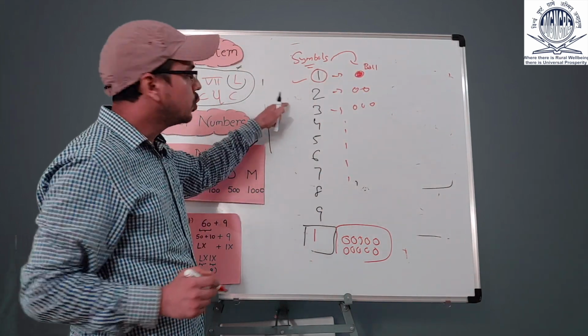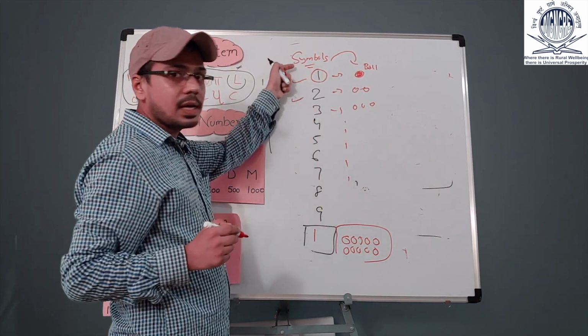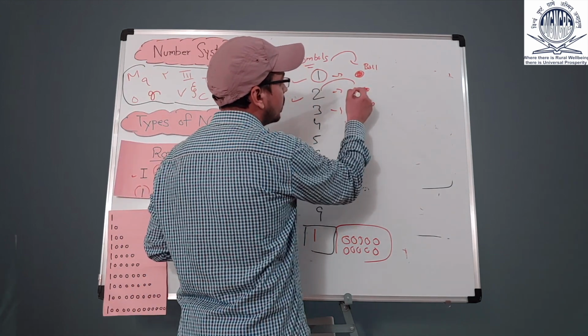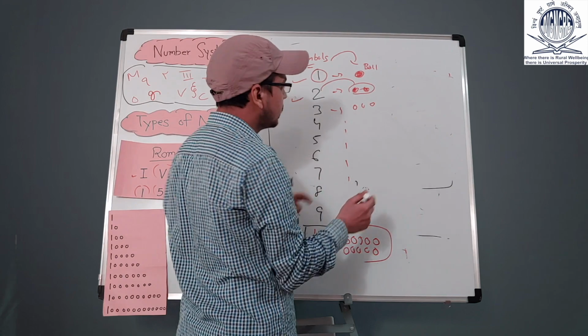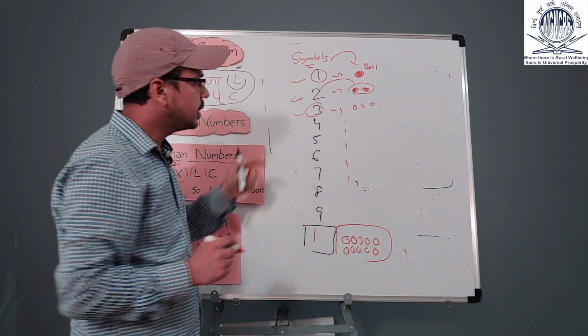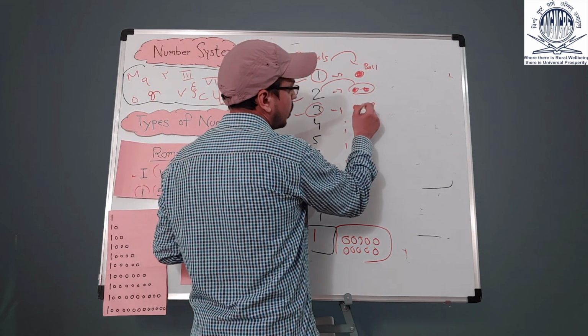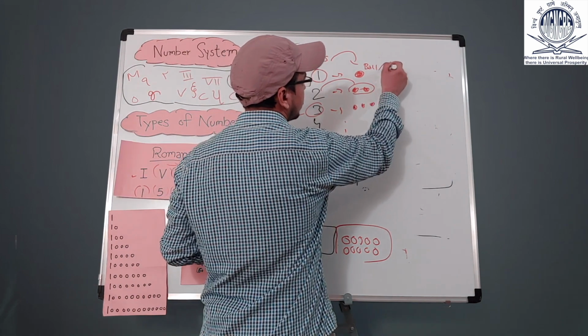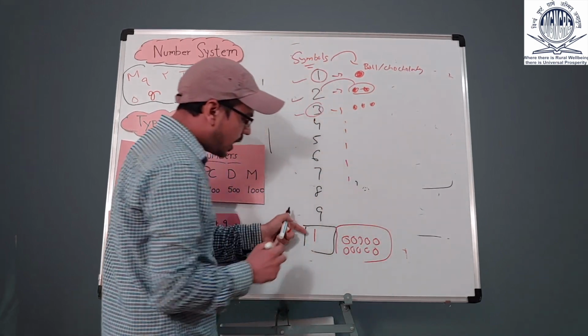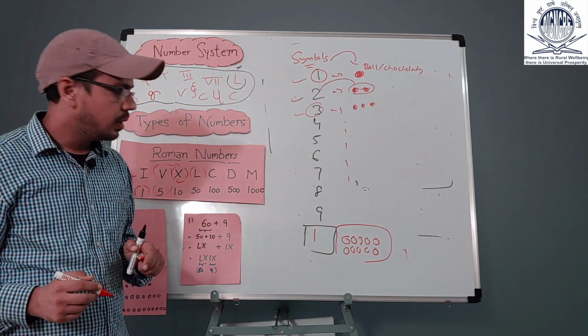When I'm saying 2, this is not 2, it's a symbol which is a representation of a physical quantity, which is basically 2 quantities. Similarly 3, what is 3? This is a symbol which is a representation of 3 physical quantities, that is 3 balls, or let's say 3 chocolates. Now what happens in the representation of 10?